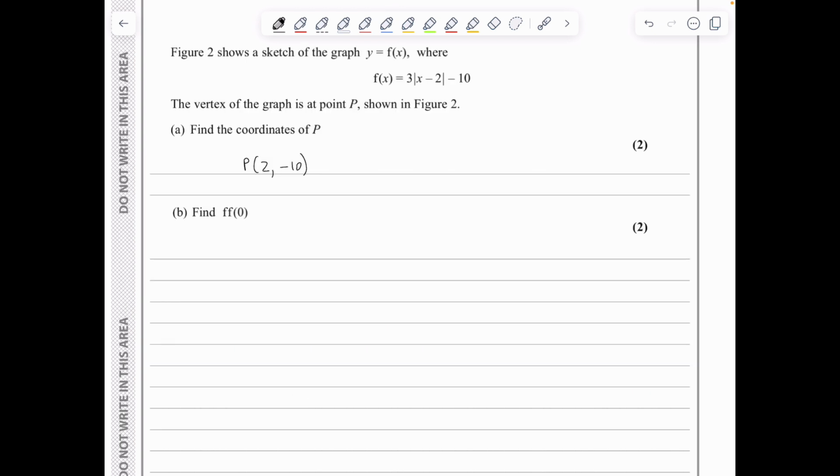In part B, we're asked to find f of f of 0, so it's a composite function. So the first thing to do is find f of 0. We do the inside, and then we proceed with the outside. Well, f of 0 will simply be 3 modulus of 0 minus 2 minus 10. So this gives f of 0 is negative 4, and I will now substitute again x with negative 4 into f of x. So this is 3 modulus of negative 4 minus 2 minus 10, and this gives an answer of 8.